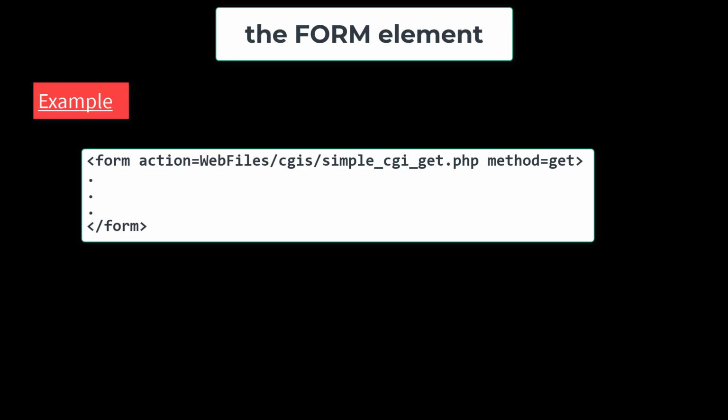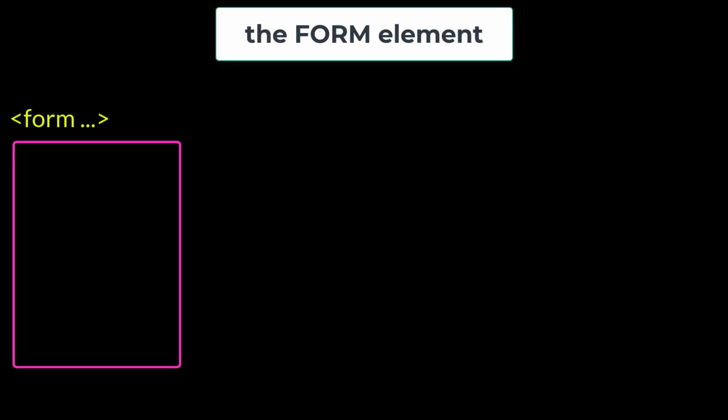Example, form, action equals webfiles/simple_CGI_get.php. Method equals get. So a form element sets the stage. Other elements nested within the form can provide information, background, instructions, but most important are embedded controls, and most important of those are input elements.